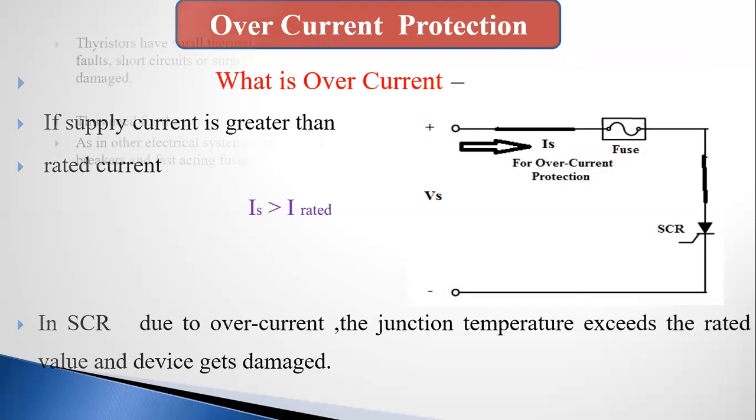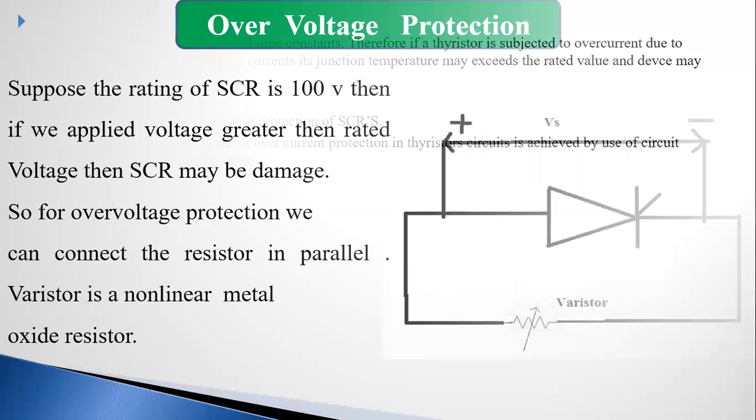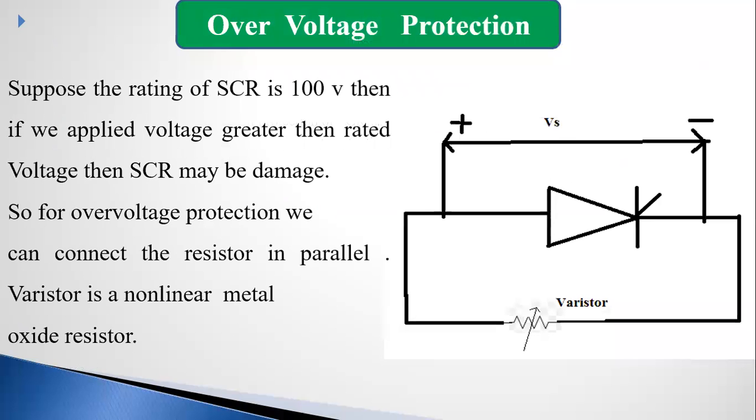Now the second protection method is the over voltage protection. As you know, over voltage means the voltage exceeds the rated voltage. Suppose the rating of SCR is 100 volt, and if we apply a voltage greater than this rated voltage, then SCR may be damaged. Therefore, we require protection of SCR against over voltage also.